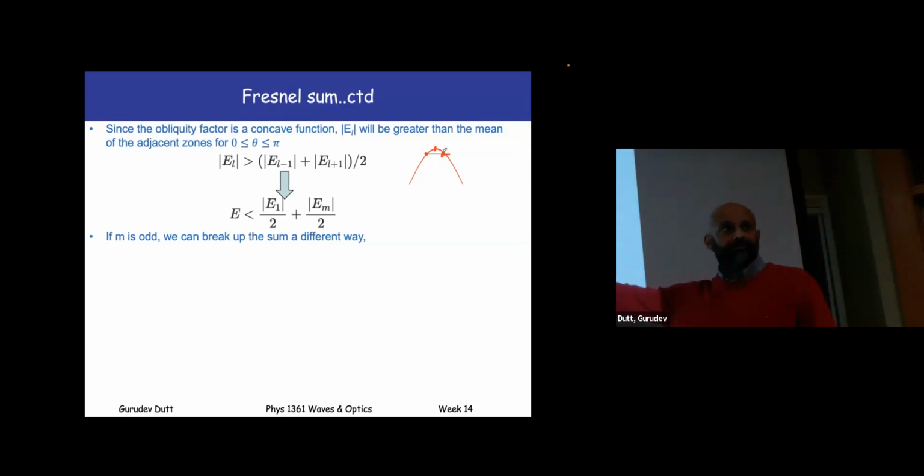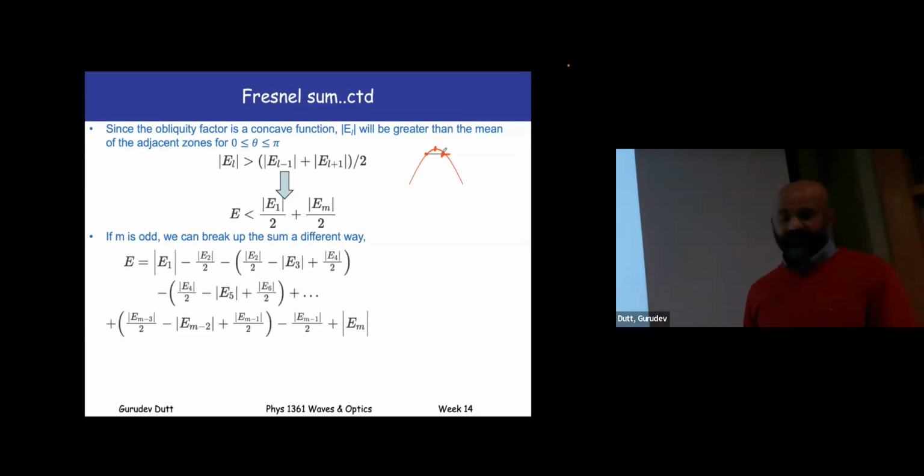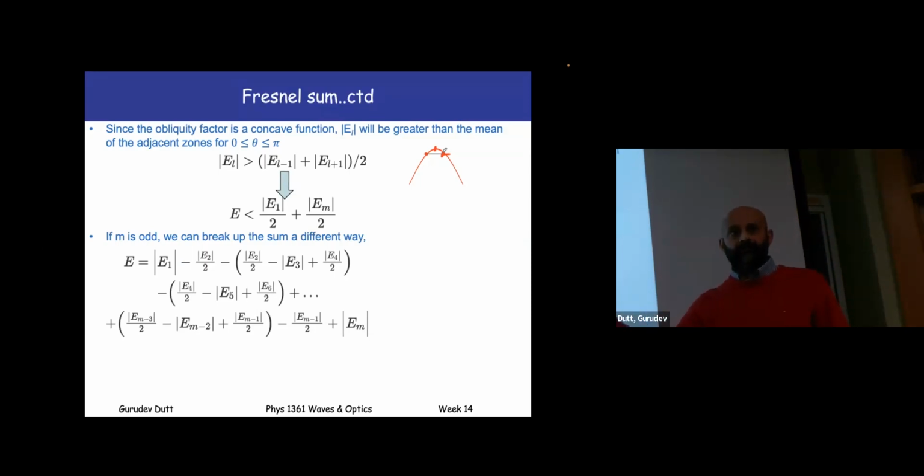But if M is odd, we can also break up the sum in a different way, which is now we keep all the odd contributions as they are, and we break up all the even ones.